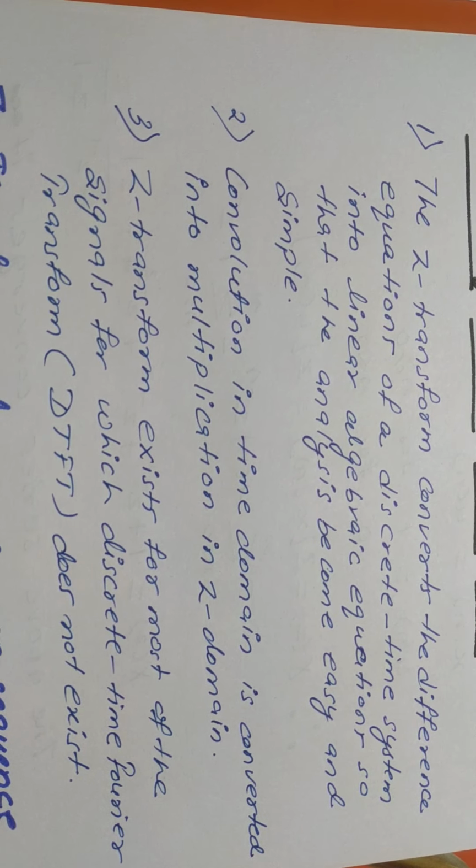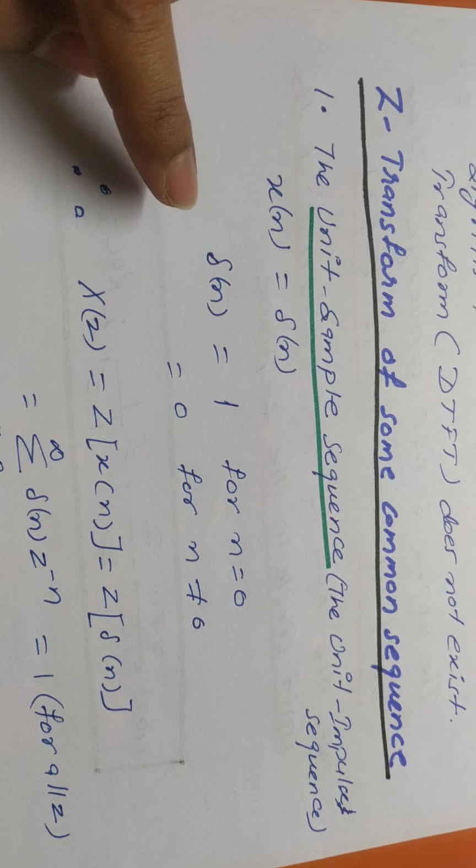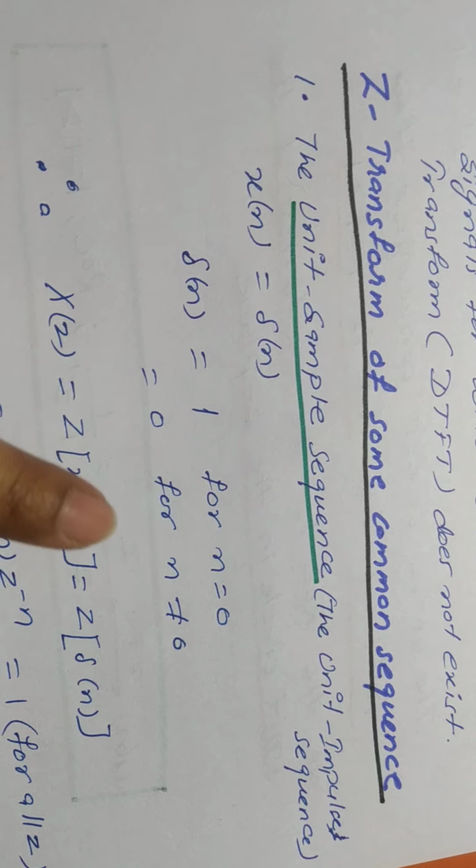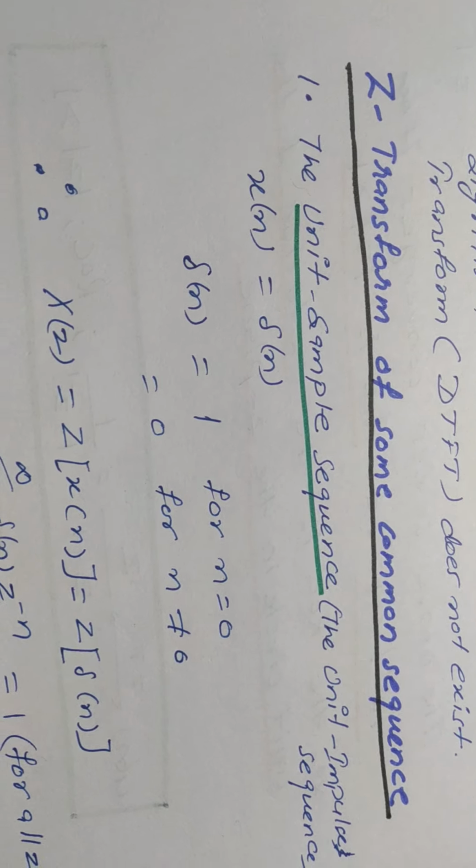We'll start with the first one, which is the unit sample sequence. We even call it the unit impulse sequence. That is nothing but x of n equals delta n. Now delta n is defined as 1 for n equals 0 and 0 for n not equal to 0.